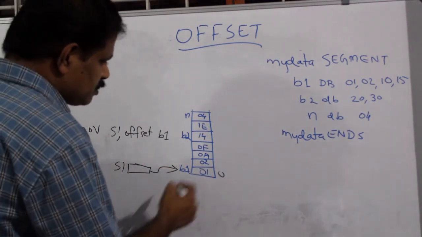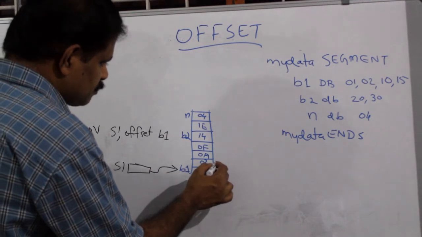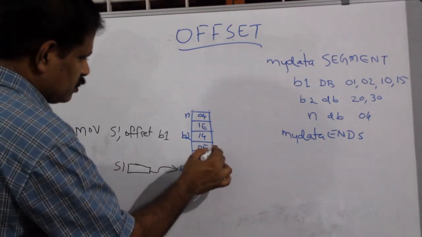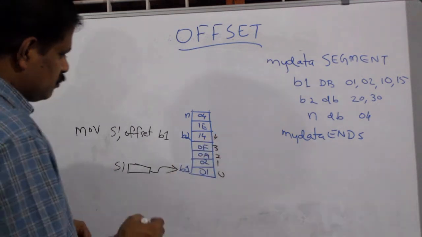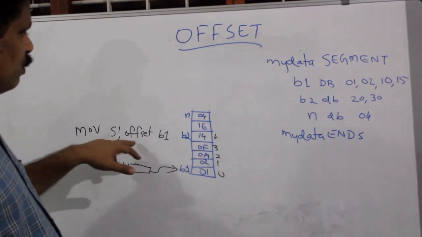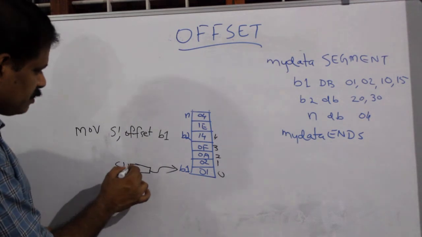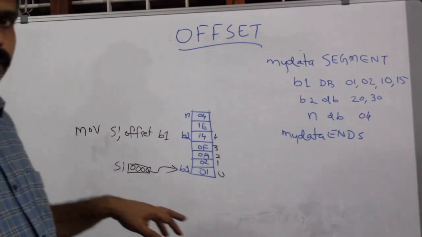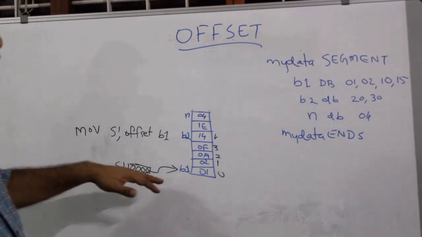So this displacement is 0. The displacements of the following bytes are 1, 2, 3, and so on. So when you use MOV SI, offset of B1, the SI register will be 0, 0, 0, 0. See, in 8086 all registers are 16 bit.